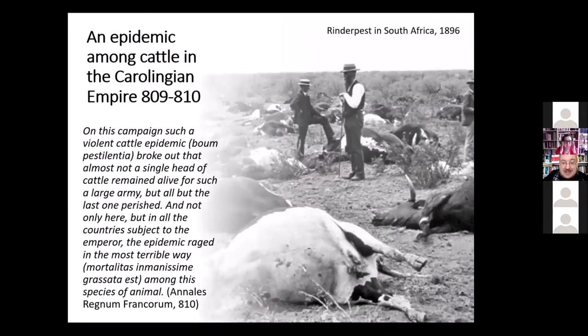this very campaign where the elephant died, also a violent cattle epidemic, a boum pestilentia, broke out, so that almost not a single head of cattle remained alive for such a large army, but all but the last one perished. And not only here, but in all the countries subject to the emperor, the epidemic raged in the most terrible way among this species of animal. So maybe the death of the elephant was also because it got infected by the same pathogens which were decimating the cattle of the campaign of the army of Charlemagne, but this is only speculation.